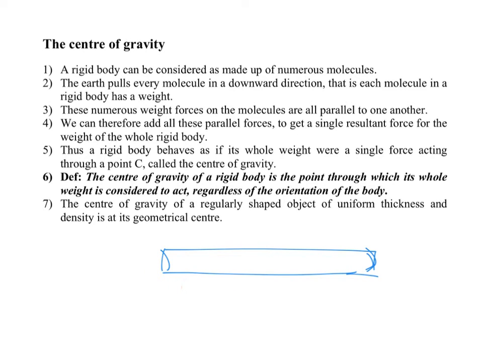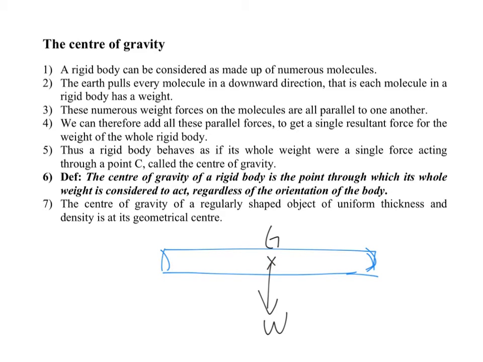So I will assume that the total weight of this object will be acting through a single point. It's an assumption that it acts through a single point, which is called the center of gravity. So this center of gravity is just an assumed point. It's not really that only this point has the weight, because every part has molecules and each of them has weight. It's just that we assume the entire weight of the object is acting at a single point.